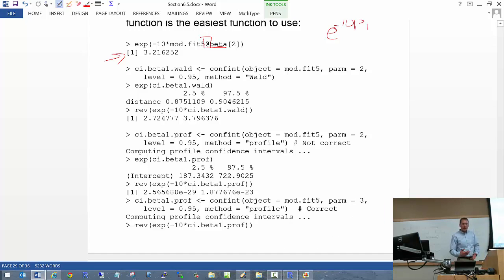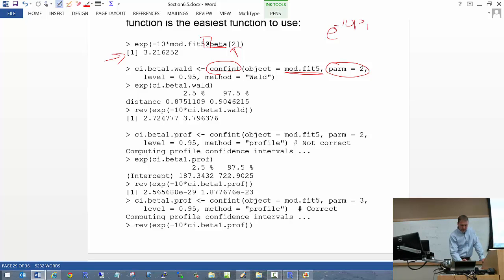Okay, so how can we do a confidence interval? Well, let's do a Wald interval first. I can use the confint function. My model fit is in mod.fit5. If you remember back in chapter 2 when we first looked at the confint method functions for the GLM, we could specify the name of a corresponding explanatory variable. We can't do that here. Instead, you have to specify the numeric position. Notice how this beta hat 1 was the second one in the vector of your betas.